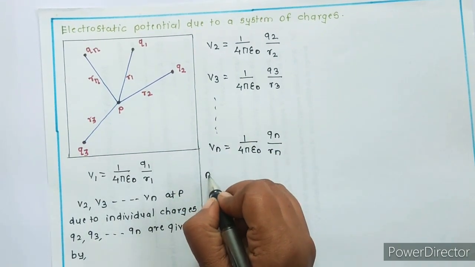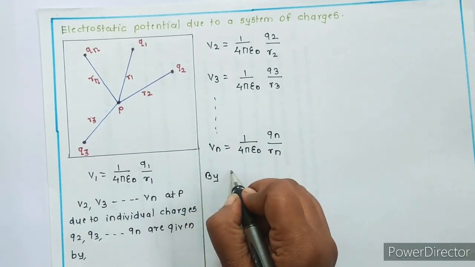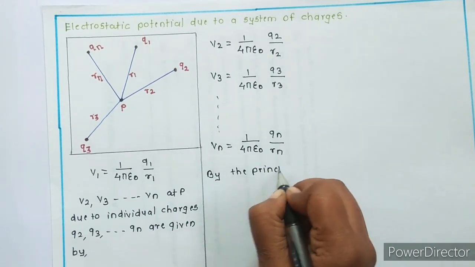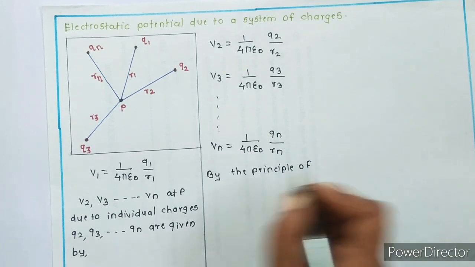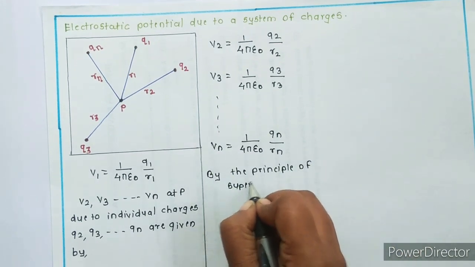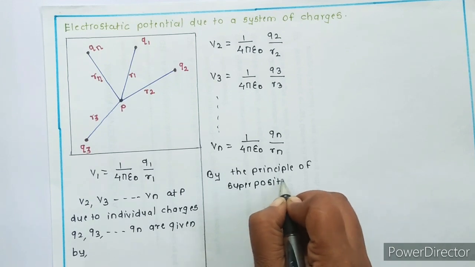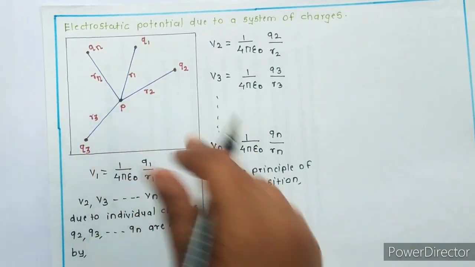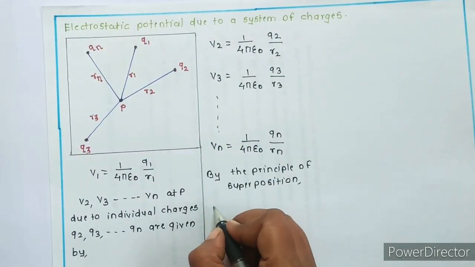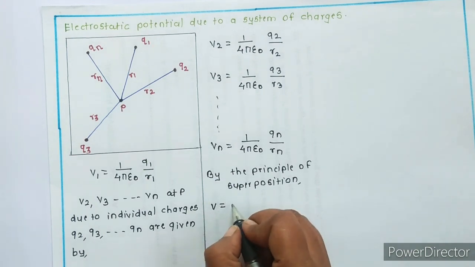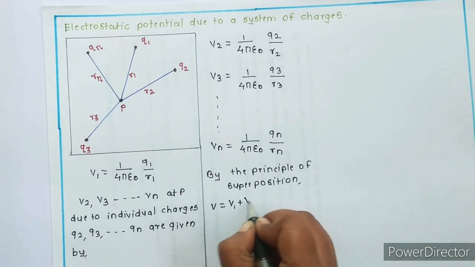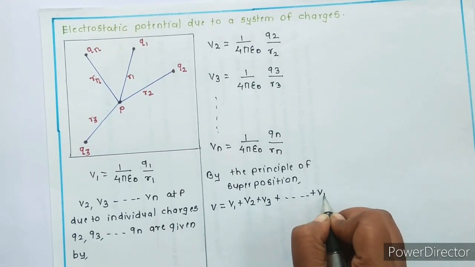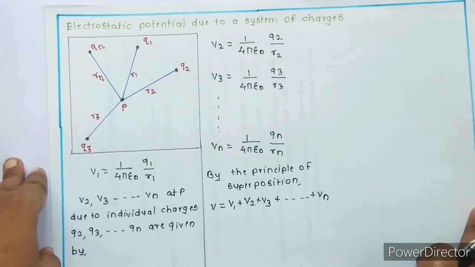So by the principle of superposition, the potential V at point P due to the system of charges is the algebraic sum of the potentials due to the individual charges. That is, V is equal to V1 plus V2 plus V3 plus up to Vn.